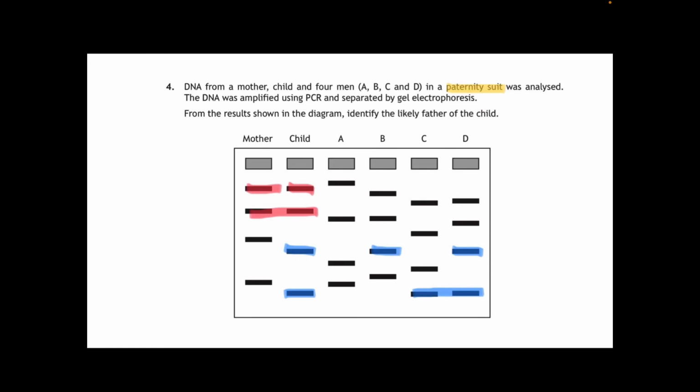So you're trying to find out who the father is. So first of all, I would say that the father is going to be D because the father has 2 bands which match the child, whereas father B and C only have 1 band and father A has none of the bands the child has which have not come from the mother.